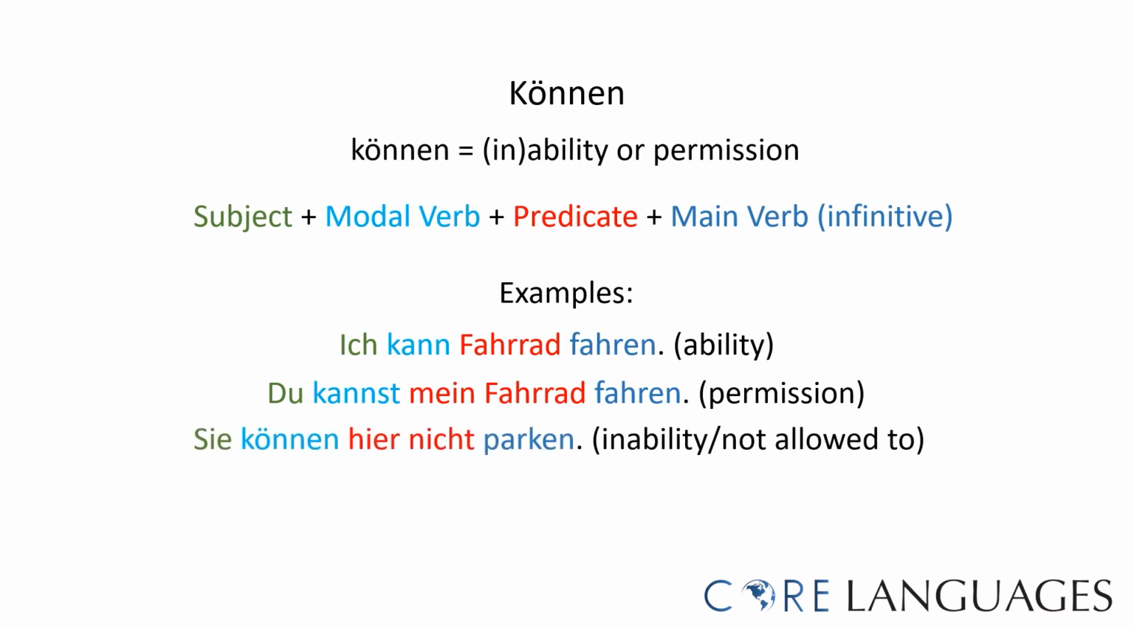Sie können hier nicht parken. You can here not park. You cannot park here. This sentence expresses both the inability or that someone is not allowed to do something. In this case, you are not allowed to park here.